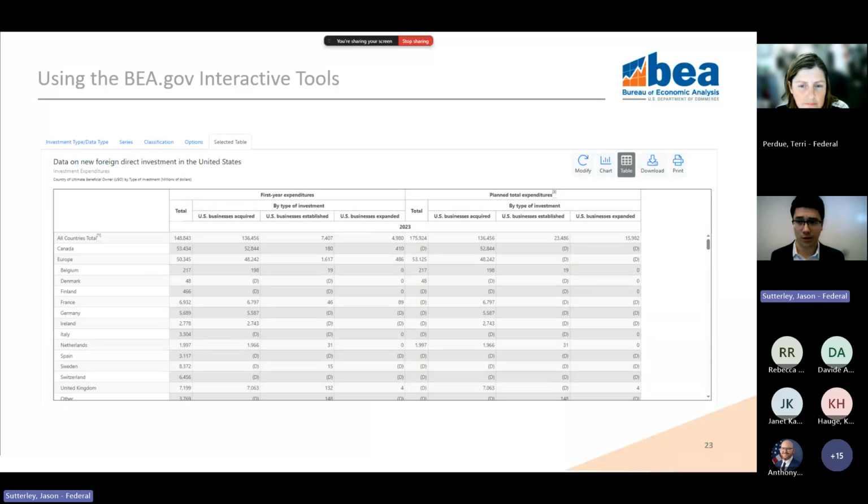After choosing our final options, we will be brought to our data table. Here we can see investment expenditures by country UBO and type of investment for 2023, with both first-year expenditures and planned total expenditures included. Using selections in the top right corner, we can modify the table, create a chart, view the table, download the table into an Excel file, or directly print.